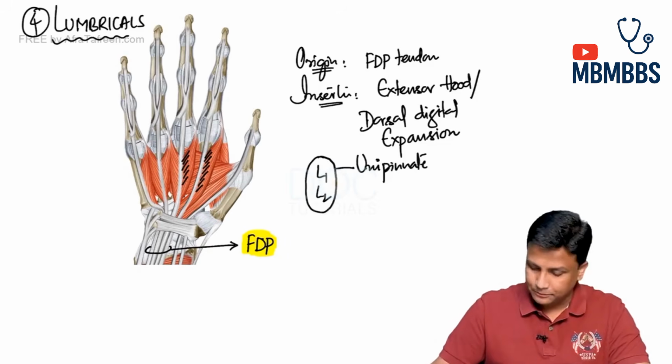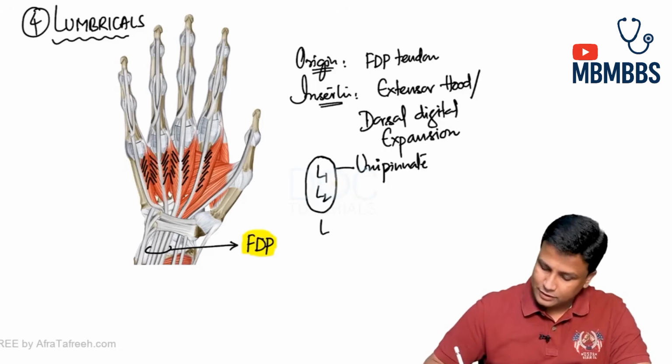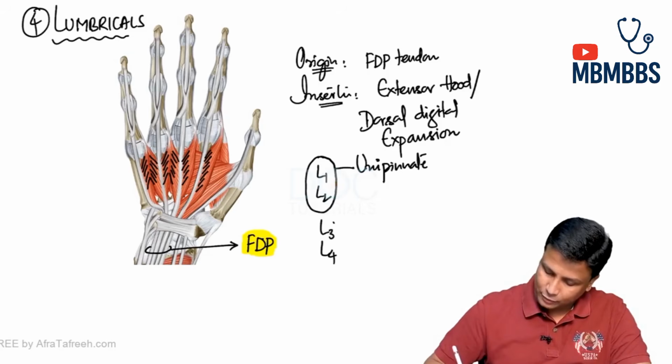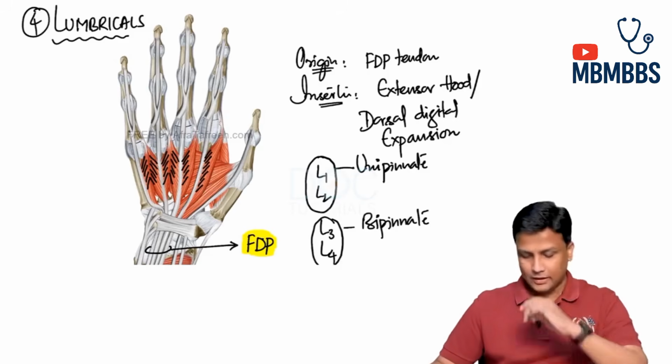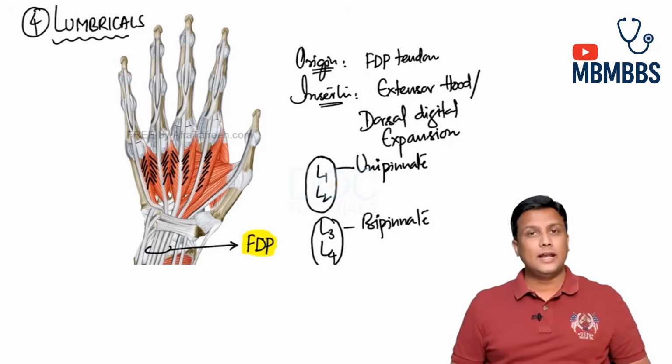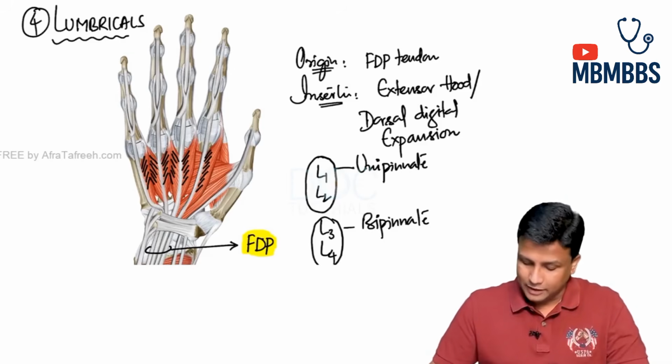These two are unipinnate. And then L3, guys, third lumbrical, it's originating from two adjacent tendons. And the fourth one is originating from two adjacent tendons here. Okay, so therefore L3 and L4, these two will be bipinnate. Is it fine? So the first two lumbricals, L1 and L2, will be unipinnate, and L3 and L4 are bipinnate, guys.